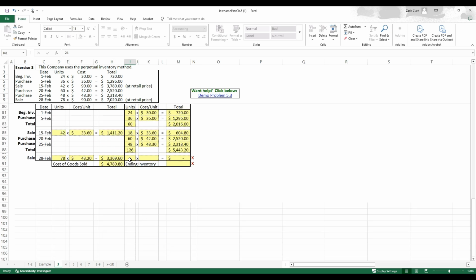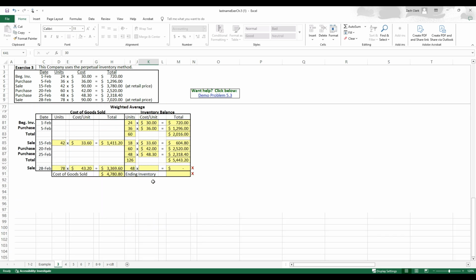Sorry, that keeps zooming up every time I hit enter. But same thing here. We had 126 before we had this sale. So now we have 48 left over. And we're going to be using this same average cost that we have here, which is the total cost divided by the number of units. And that becomes our ending inventory.